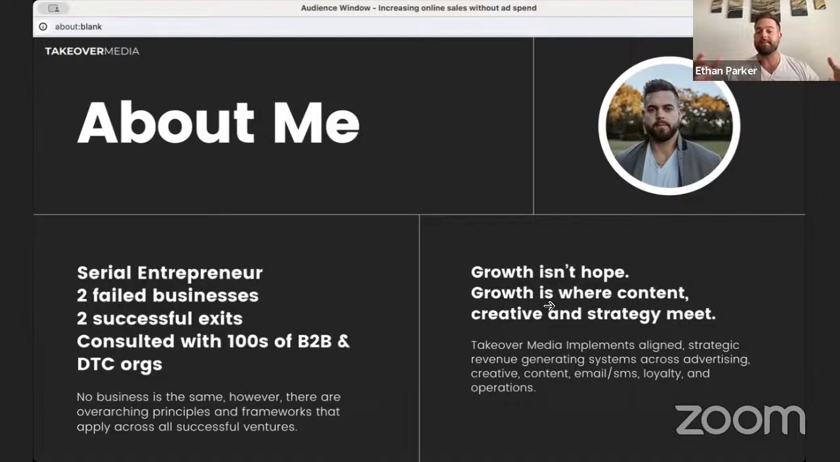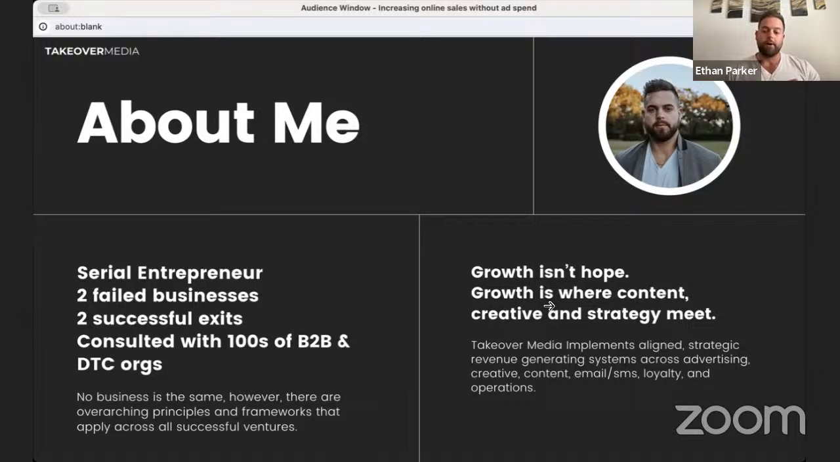What I learned through this time is that no business is the same, of course, but there are overarching principles and frameworks that apply across anything that wins. And there's also commonalities in things that lose. Even if the individual specifics are a little bit different for everyone, the frameworks are the same. And that's what we're going to go through today.